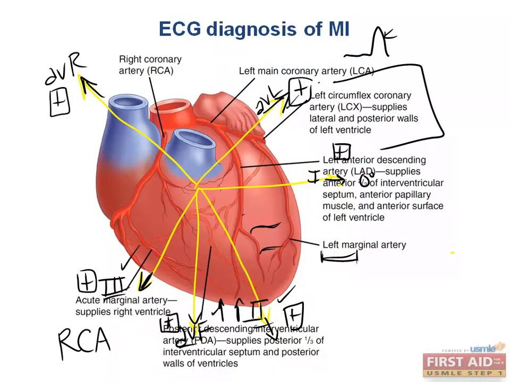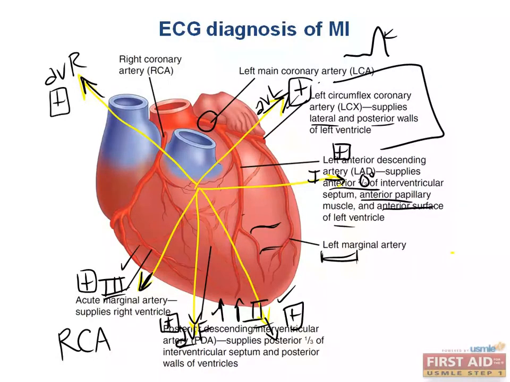So, occlusion of the left main coronary artery up here would lead to a severe infarction because we lose the left circumflex, which supplies the lateral and posterior walls, and we lose the LAD, which supplies the anterior 2/3 of the interventricular septum, the anterior papillary muscle, and the anterior surface of the left ventricle. So occlusion of the left main coronary artery proximal to where both the left circumflex and the LAD branch will show abnormalities in leads V1 through V6, 1, and AVL.